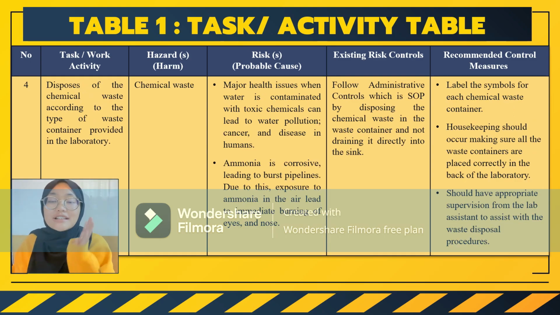The fourth task is disposing the chemical waste according to the type of waste container. The hazard from the task is the chemical waste, and the risk is major health issues such as disease and also cancer when the water is contaminated with the toxic chemical, which can lead to water pollution. The recommended control measure is direct supervision from the lab assistant when disposing the chemical.